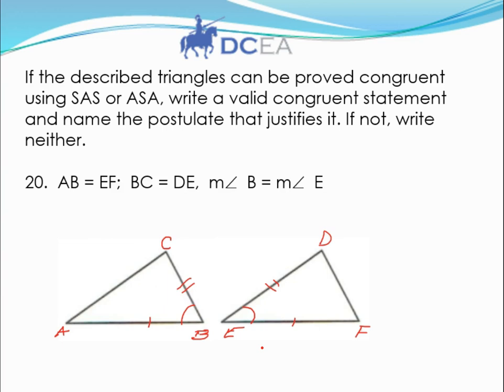It says write a statement, and we can now say that triangle ABC is congruent to triangle. And if you look at ABC, it's 1 hash mark, angle, 2 hash marks. So 1 hash mark, angle, 2 hash marks. So it'd be triangle FED. And how would they be congruent? By SAS. Side, angle, side.